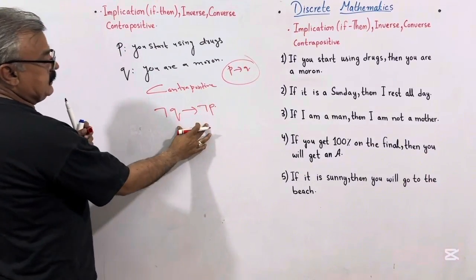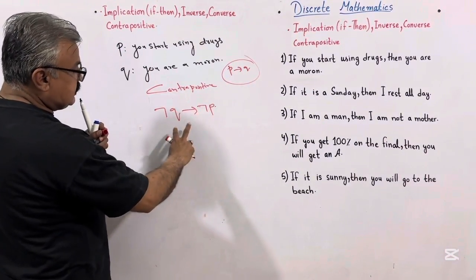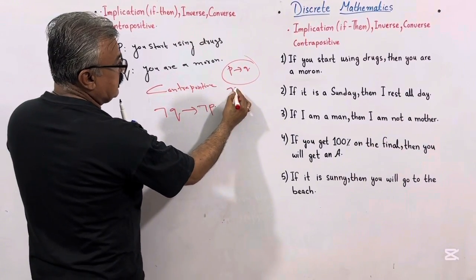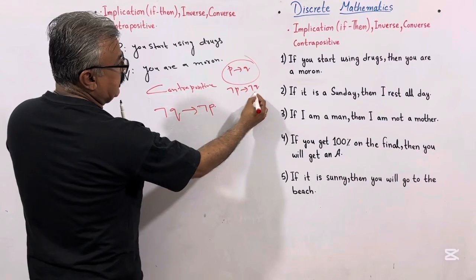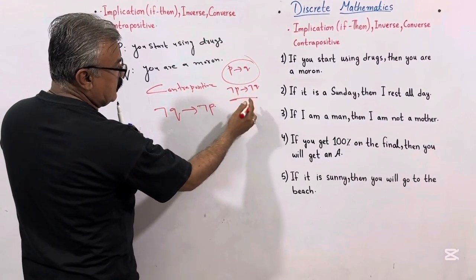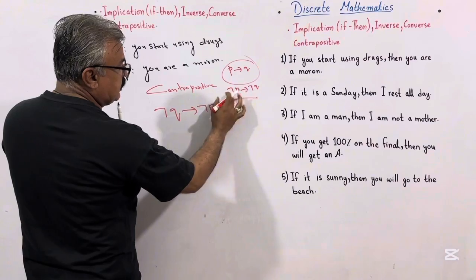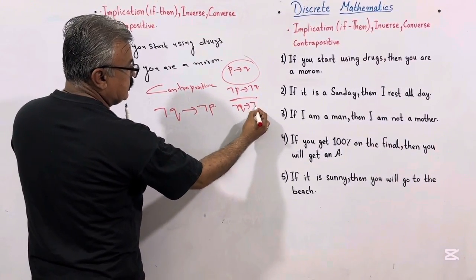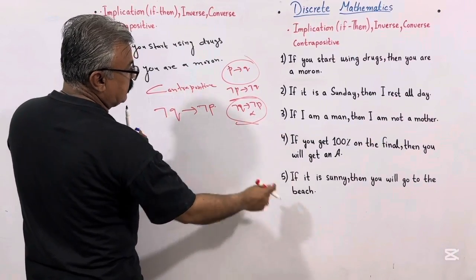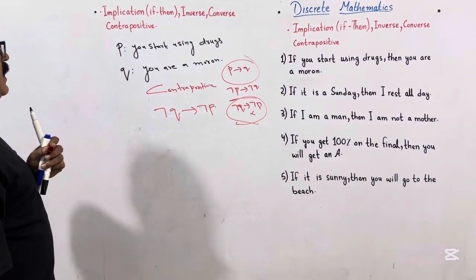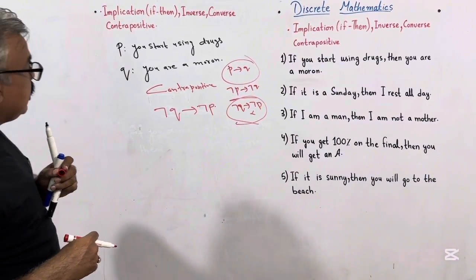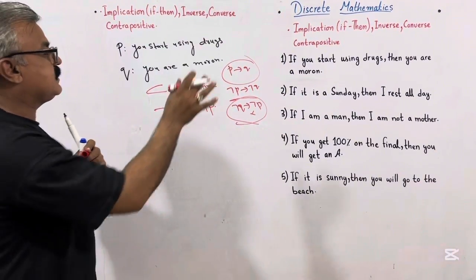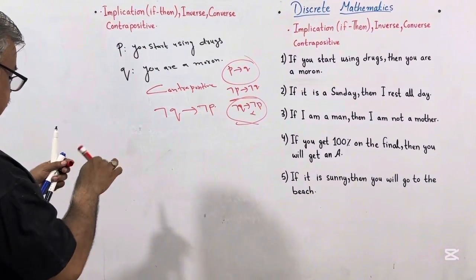Look at this. It is inverse as well as converse. What about the inverse? The inverse will become negation P implies negation Q. For the contrapositive, we change the position of both: if becomes then, then becomes if. Negation Q implies negation P. Now it is our contrapositive. Our contrapositive is simply the converse of the inverse.